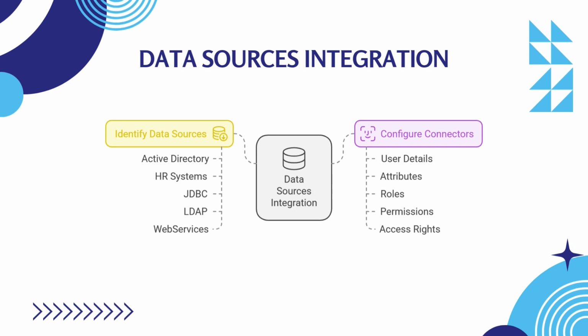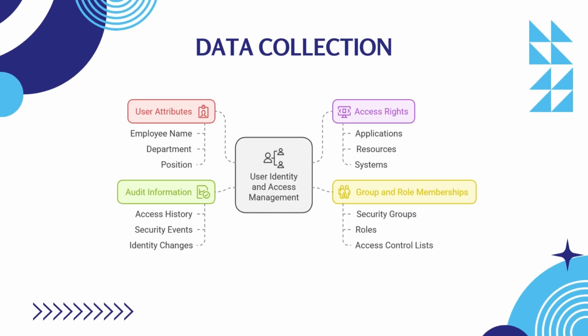This could include AD, human resource systems, databases, and other directories that hold identity information. Next is configuring the connectors: IIQ integrates with various systems via connectors that pull identity data. Then data collection involves collecting key identity attributes like employee name, department, position, and so on. Then fetch information about the user's access to various applications, resources, and systems. Then identify the user's membership in security groups, roles, and access control lists that are essential for determining their access permissions. Then capture data related to users' access history, security events, and changes to identity information for audit and compliance reporting.